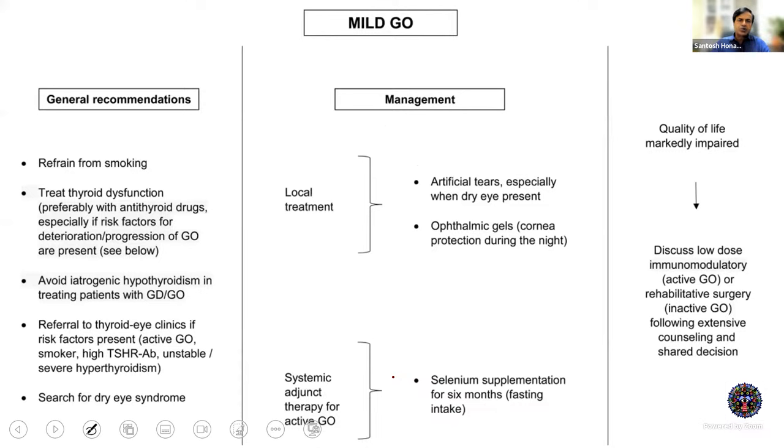So this is the UGOGO recommendation. Local treatment, as we already said, artificial tears, especially when a patient has dry eye. Now, why does a patient of thyroid eye disease have dry eye? Any idea? What are the reasons why a patient with thyroid eye disease would have dry eye?